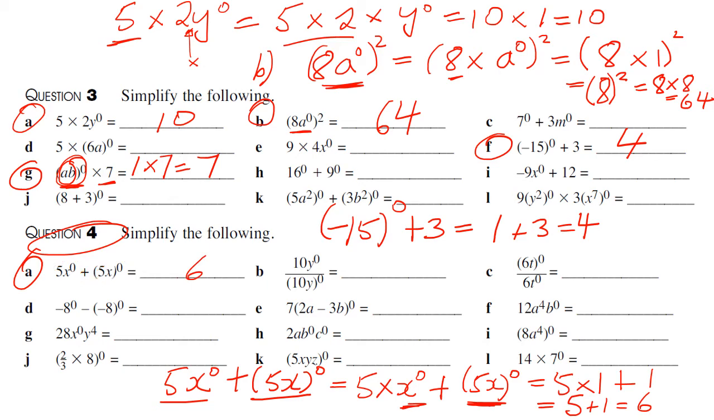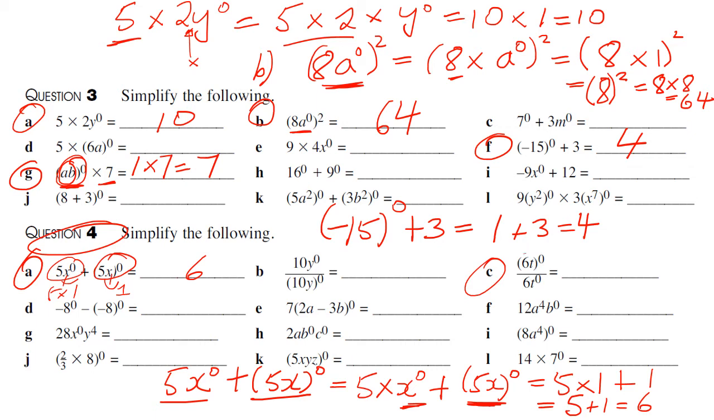Because if you just look at it, you might think, oh yeah, that might become 1, that might become 1, 1 plus 1 is 2, but it's not correct. Only the second term will become 1. The first term is 5 times 1, because only x to the power of 0 becomes 1, but the 5 is still there. Okay, so I'm going to do the last one with you. Let's try C. (6t) to the power of 0 divided by 6t to the power of 0.